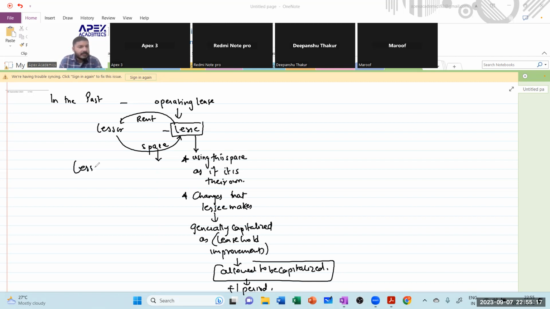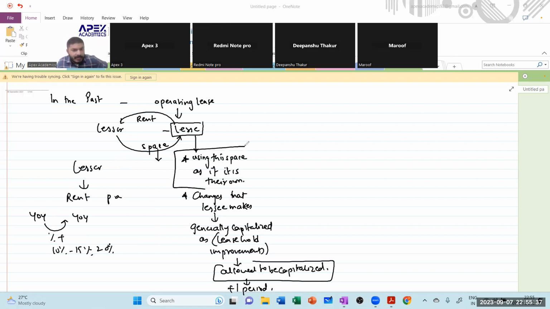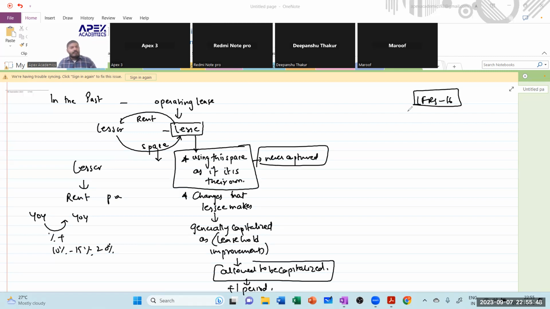What about the lessor? The lessor would get rent payments per annum, right? And on a year on year basis, maybe there would be a percentage increase in the rent. Say there would be a 10% or a 15% or a 20% hike in the lease rent. This is what was happening. The fact that they were using this space as if it was their own was never captured in accounting. It was never captured.